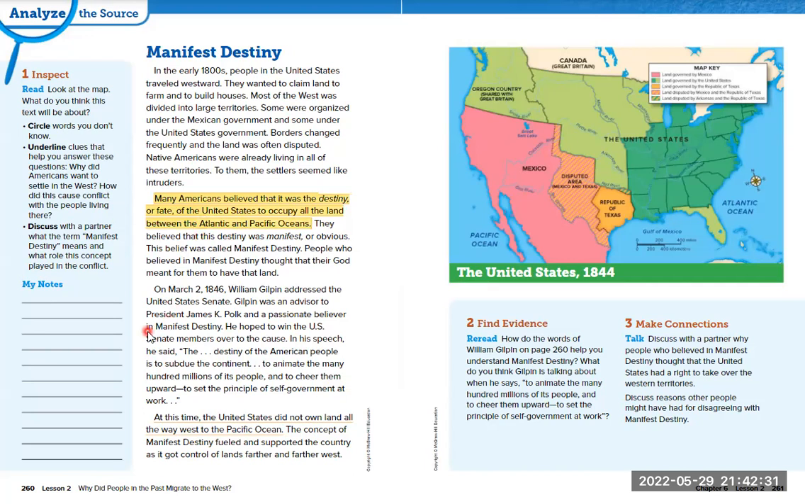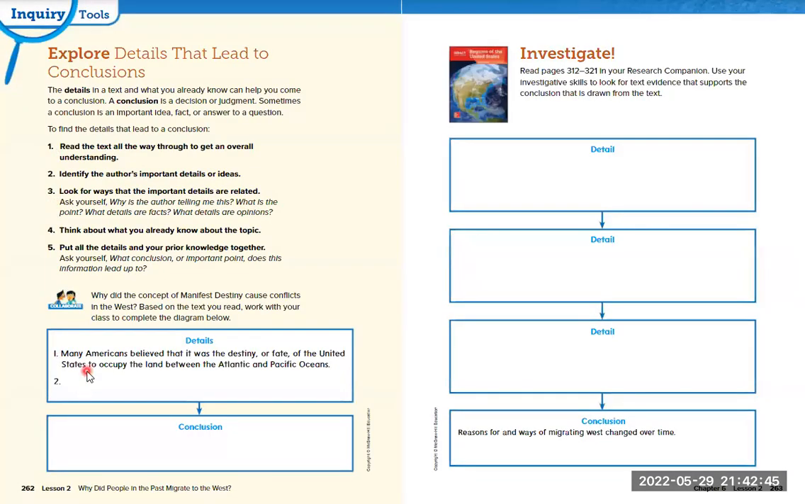Now, we are going to look for another detail that also agrees with this. They believe this destiny was manifest or obvious. So we're going to check back here on our main page. Many Americans believe that it was destiny or fate. So this is a close but not exact copy from over there. So we're going to see another important detail that supports this.